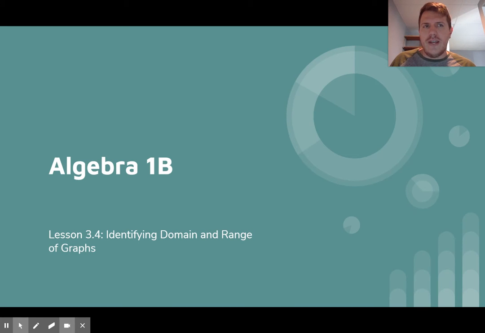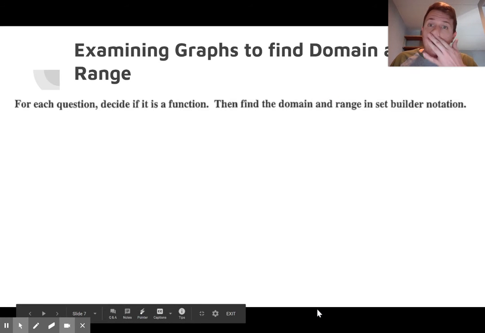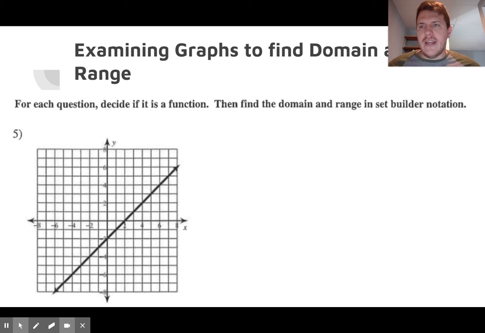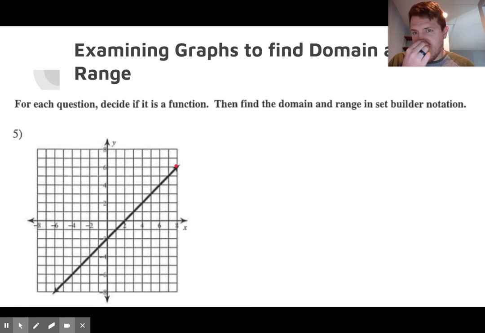So the first graph I want to take a look at is this right here. For each question, we're going to decide if it's a function, and then we're going to define the domain and range in set builder notation. First graph I want to look at is this one right here, more specifically, this slanted line. We have to determine if it's a function first, and then we're going to find the domain and range.